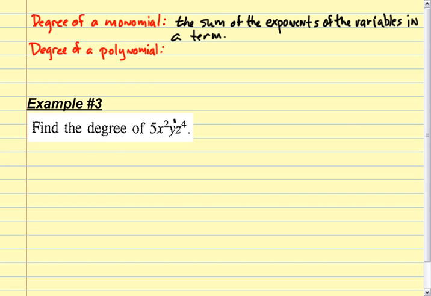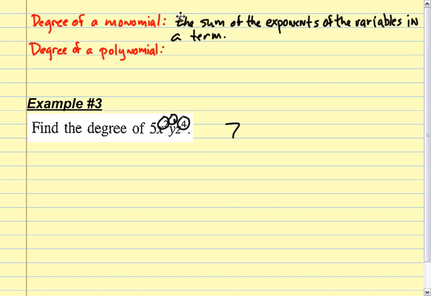Y to the first. Sophia, what's the exponent of the z? 4. Okay. Now remember, the degree of a monomial is the sum of the exponents of the variables of the term. So Grace, what's the sum of the exponents? 6. Not 6. Cecilia? 7. 2 plus 1 is 3, plus 4 is 7. It's a degree of 7 because we add the exponents for all of the variables of a term.